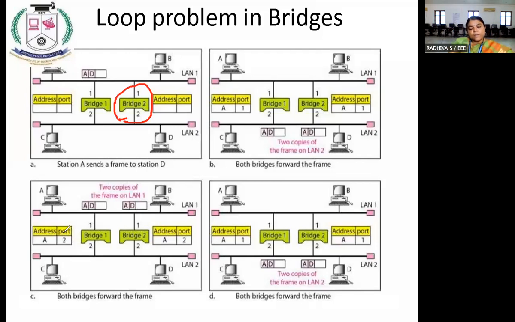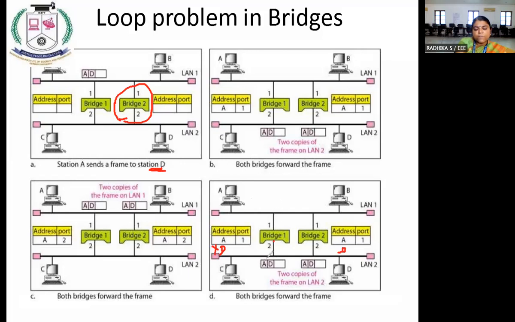Now, again, when the same frame is here in port 2, as it does not know the address of station D, the identification of the address of station D is still not known. So when it reaches this part, the bridge will again refer to the table. There is no entry for D in either of the bridges. Again, it will flood the network with the same frame.